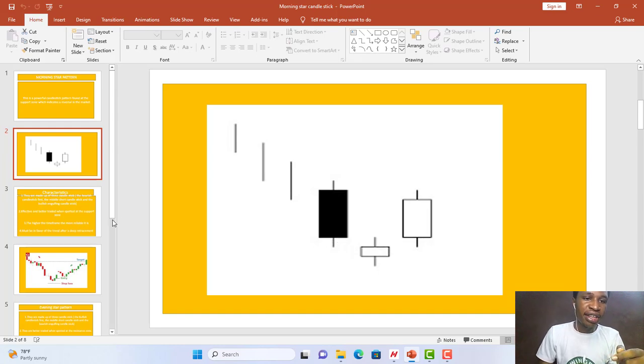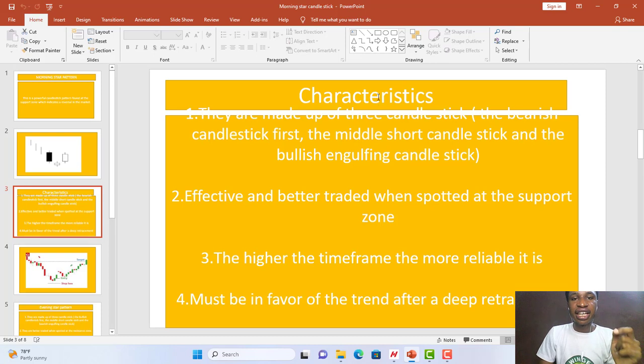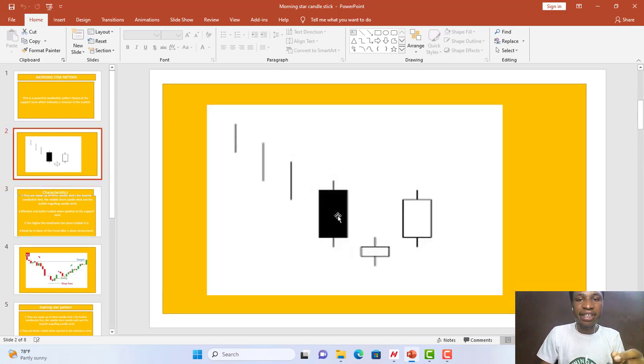So what do I mean? Looking at this, you can see the characteristics. They are made up of three candlesticks: the bearish candlestick first, the middle short candlestick, and the bullish engulfing candlestick, just the way you see it here. The middle candlestick could be a smaller candle, a doji, or any pattern. Then the bullish engulfing candlestick. This is what we call the morning star pattern.